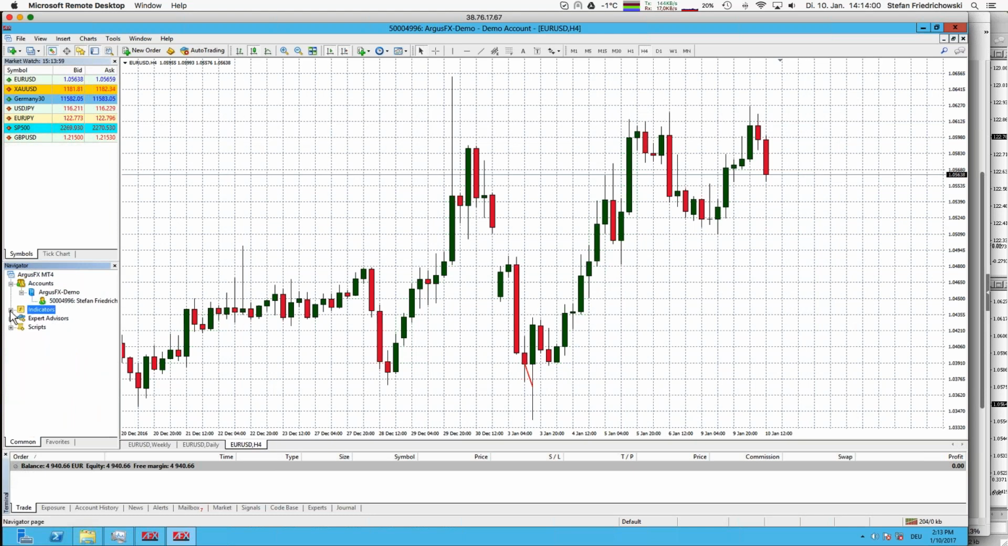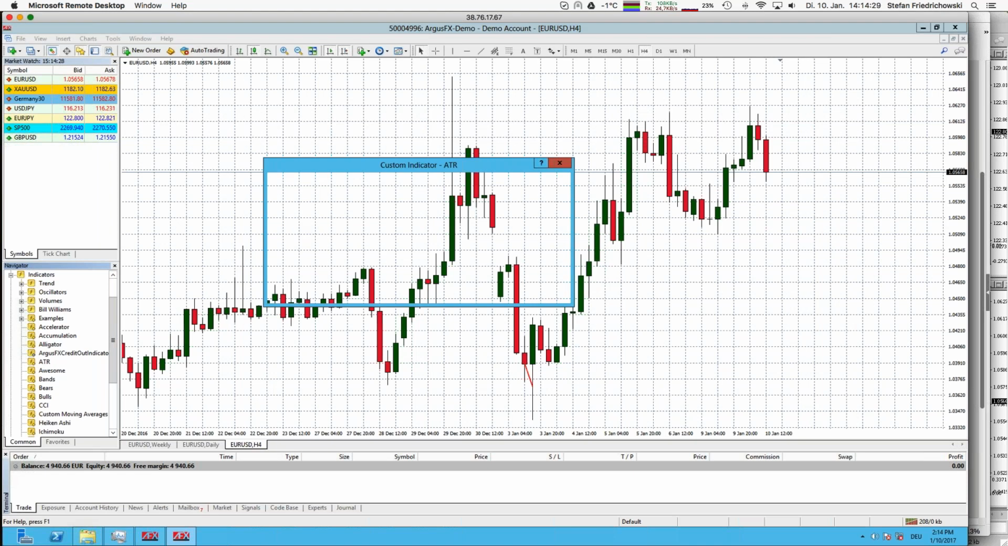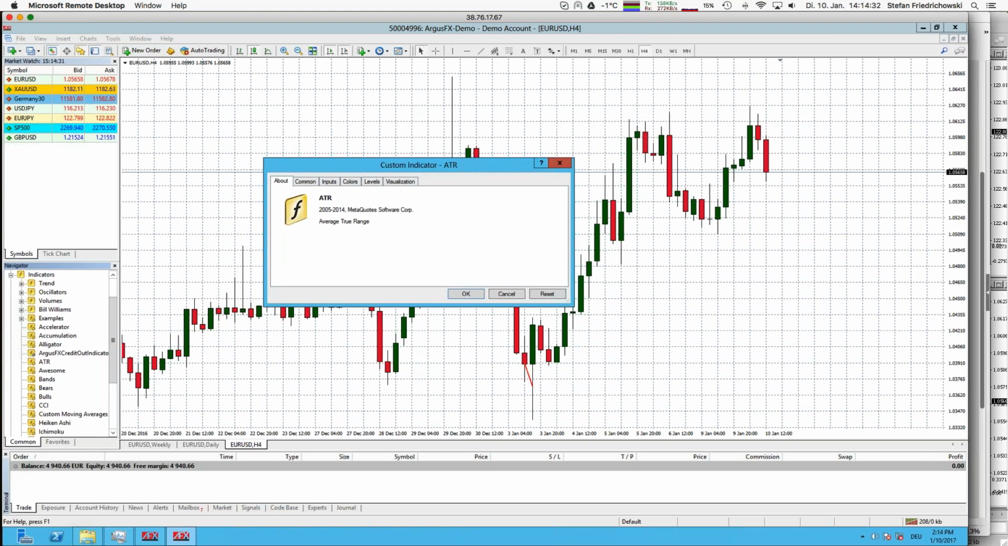Within the navigator, you have things like the account, for example, indicators, expert advisors, and so on. But within the list of indicators, there's one which is called Average True Range, so this ATR. And all you have to do is take that indicator and drag and drop it via mouse on the chart. So you press your mouse on ATR and you release the mouse on the chart. And now there's one point.